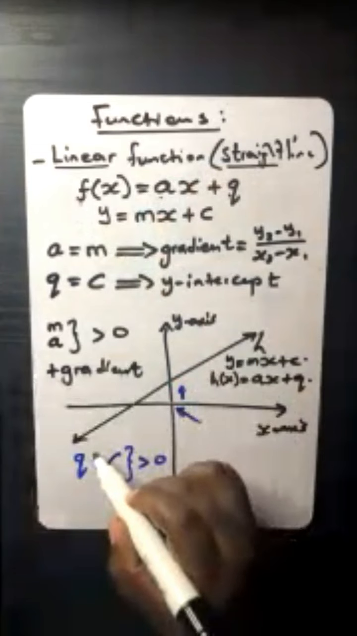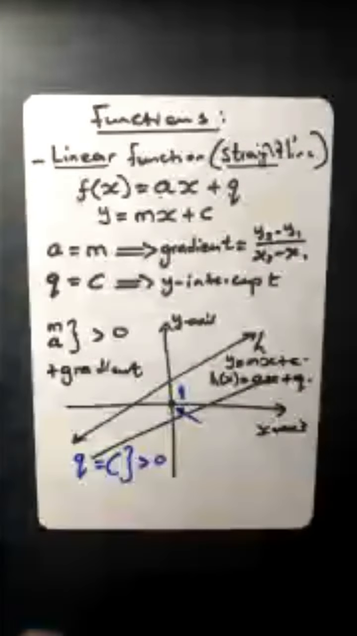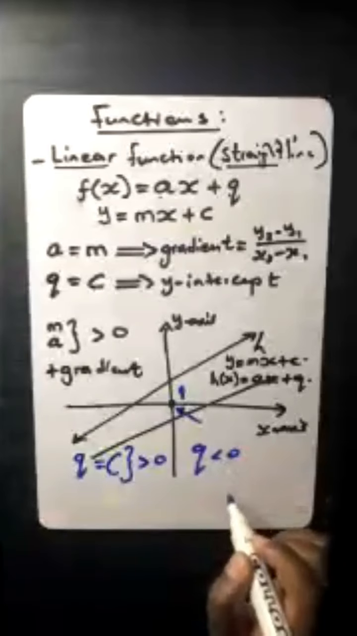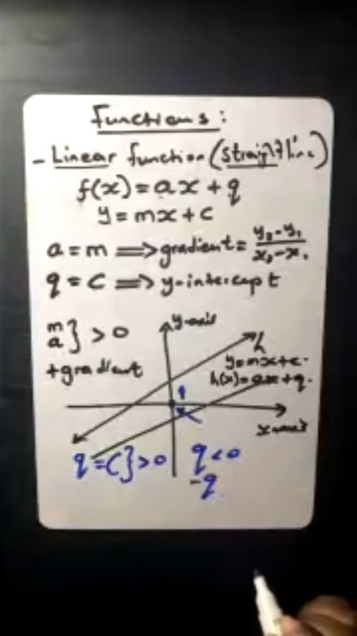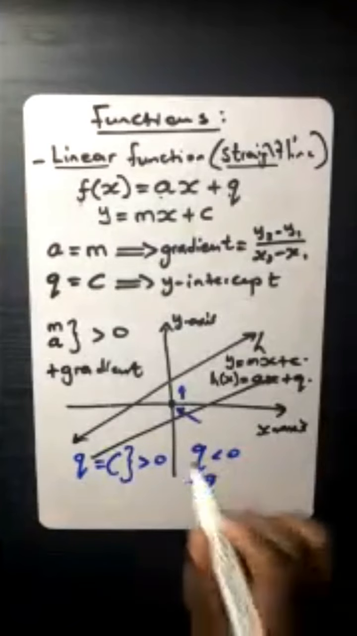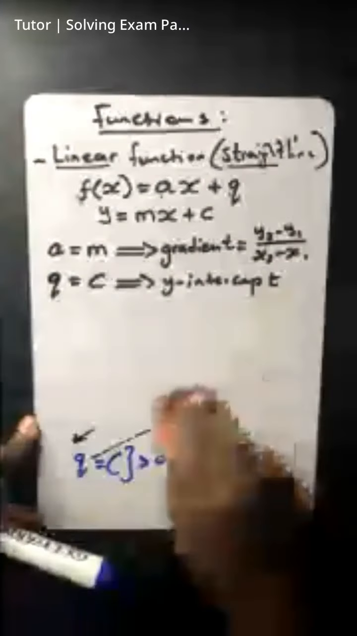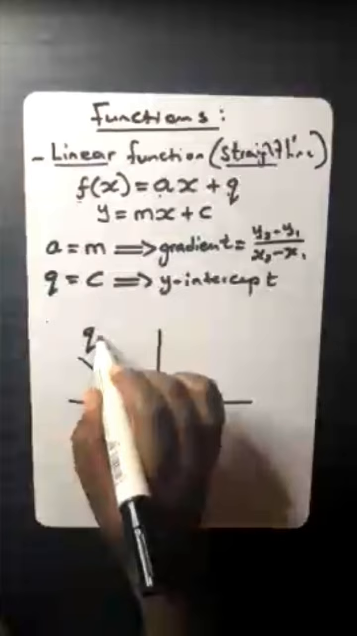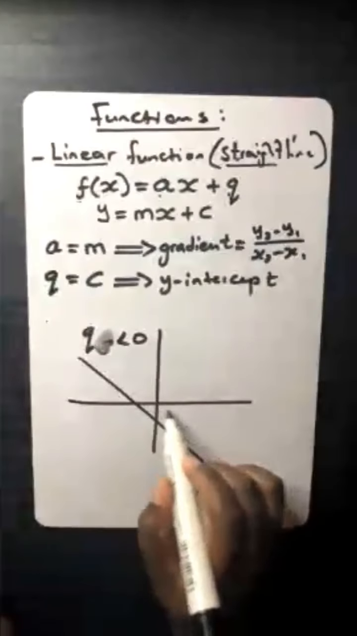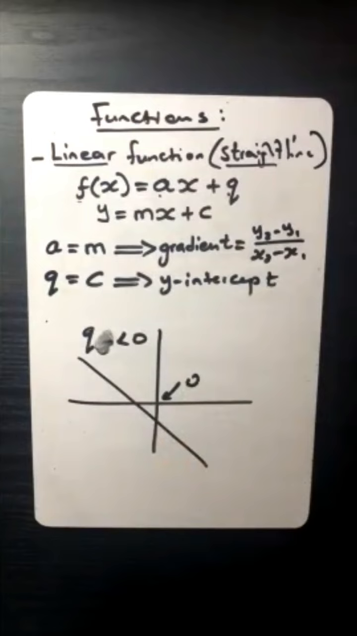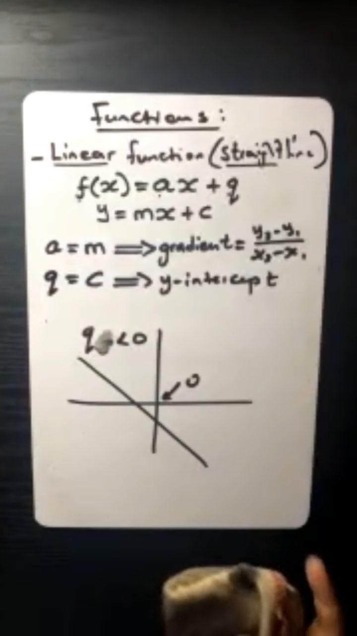So that means if that graph was below the origin, then our Q was going to be less than 0, which means we're going to have a negative Q because that straight line is below the origin. So for the previous graph that I explained, Q is going to be less than 0. Why less than 0? Because it's below the origin.